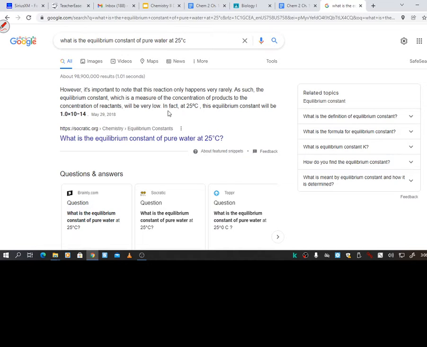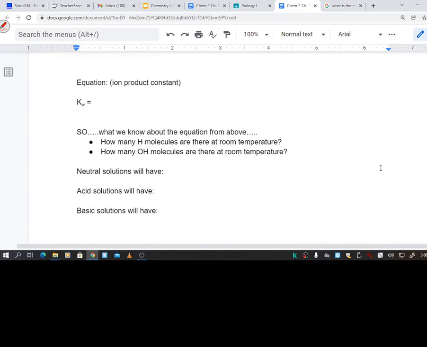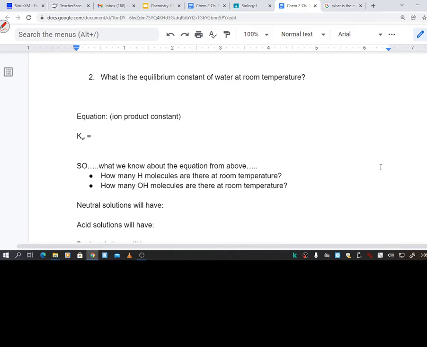So if you look at this, it says this equilibrium constant will be 1 times 10 to the negative 14. That's going to be important, so I'm going to write that down on here. Let me clear that out. All right, bringing it back over here to the board. And it's going to be 1 times 10 to the negative 14. Now, they will call this Kw. That is the equilibrium constant when water is at equilibrium.